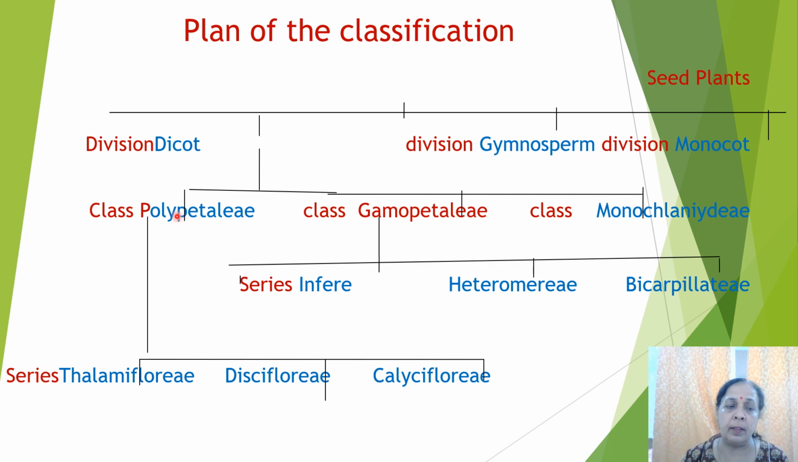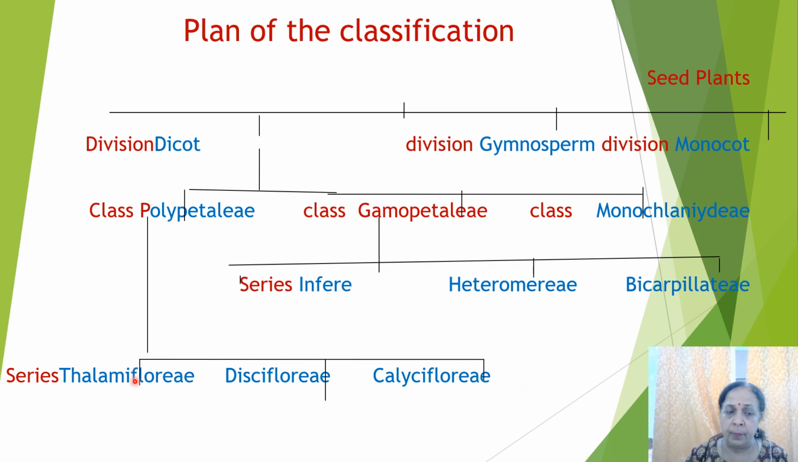Polypetalae means where the corolla shows free petals. Gamopetalae means where the corolla shows fused or united petals, and Monochlamydeae means where the corolla is absent or any whorl of perianth is absent. So, due to the absence of corolla or perianth, these flowers become incomplete and this class is also known as Incompletae. Again, class Polypetalae is divided into three series on the basis of position of ovary. First is Thalamiflorae, second is Disciflorae, third is Calyciflorae.